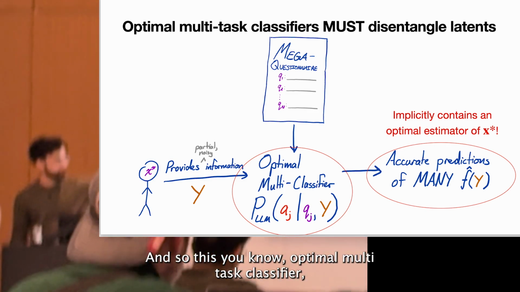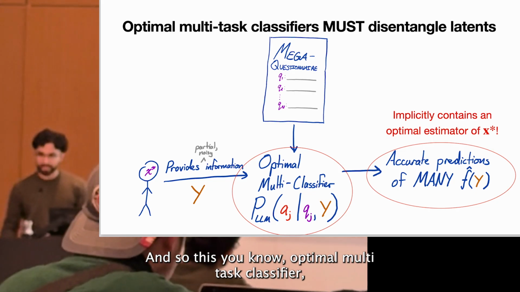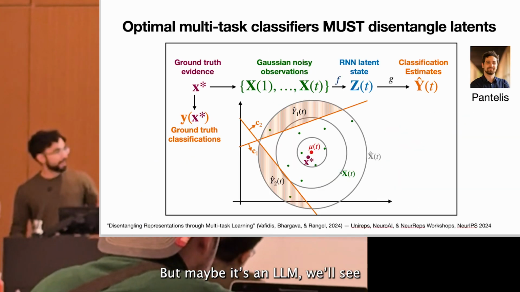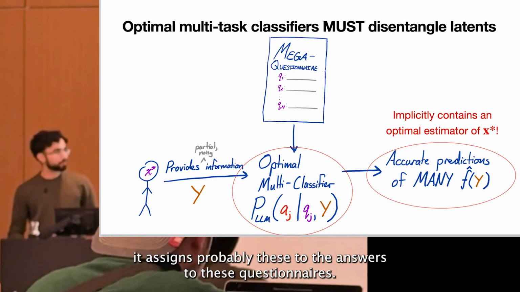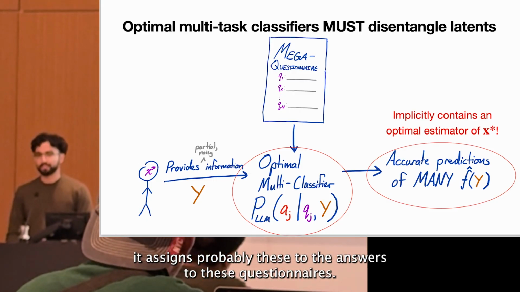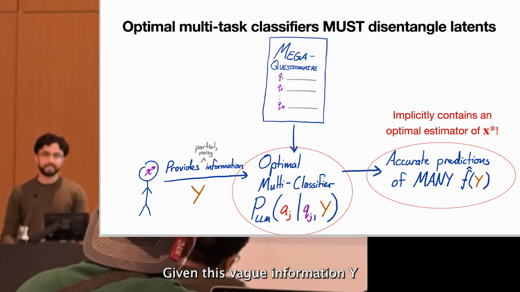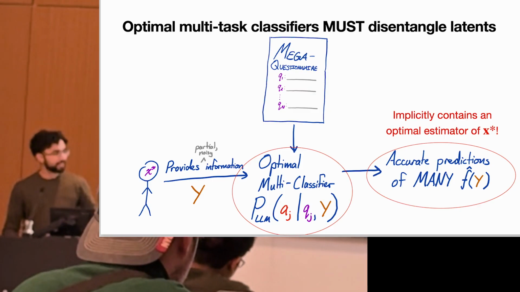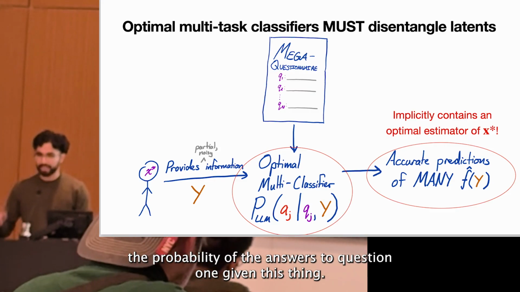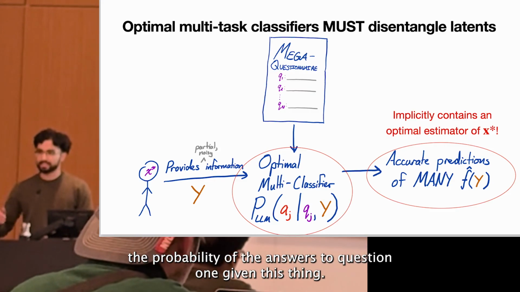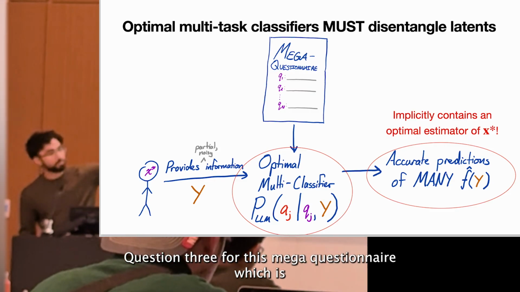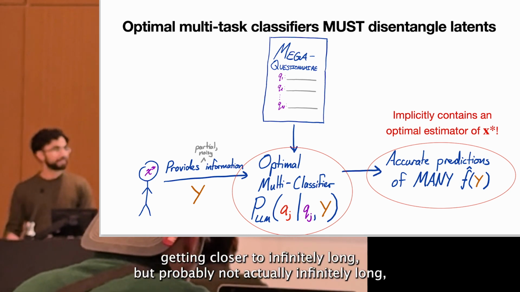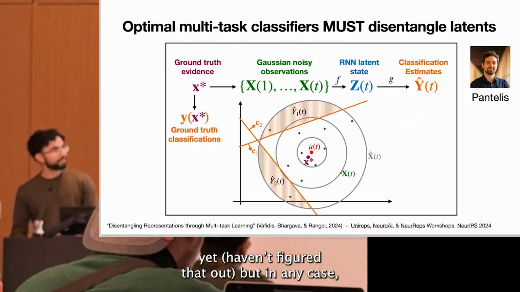And so this optimal multi-classifier, we'll get more into the specifics of it. Maybe it's an LLM, we'll see. But it assigns probabilities to the answers to these questionnaires, given this big information dump of this person, which we denote Y. So it's saying, okay, here's the probability of the answers to question 1 given this thing, question 2, question 3, for this mega questionnaire, which is getting closer to infinitely long, but probably not actually infinitely long yet. Haven't figured that out.